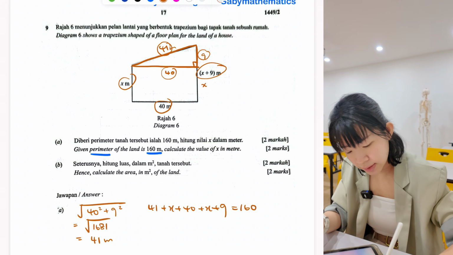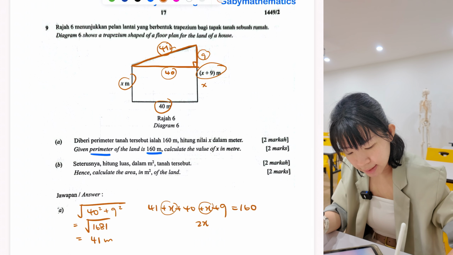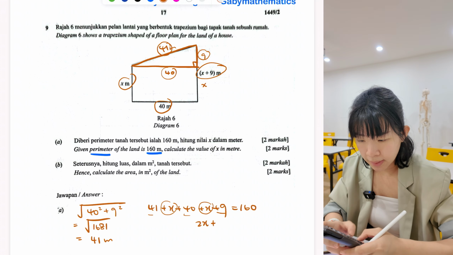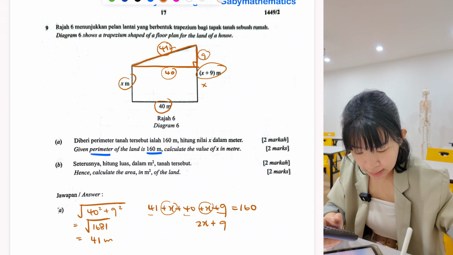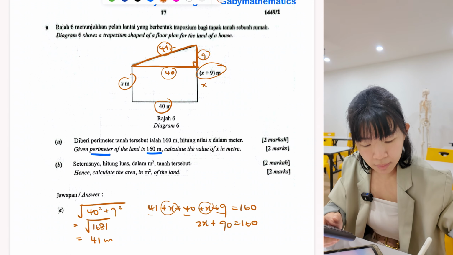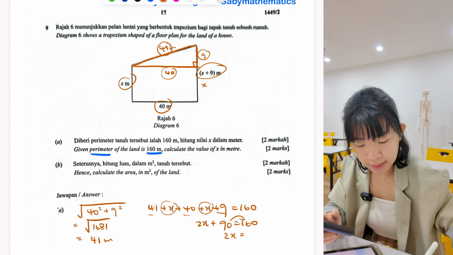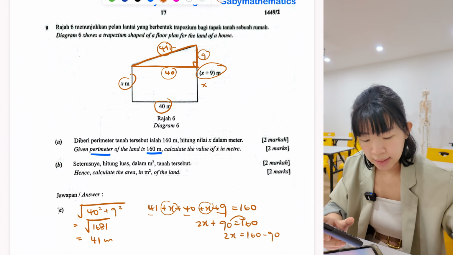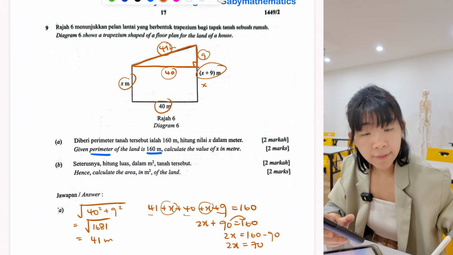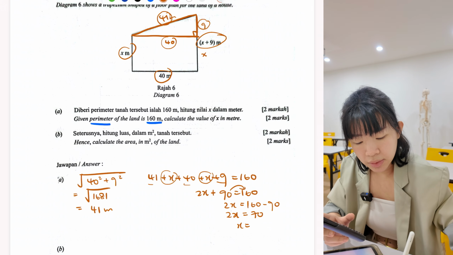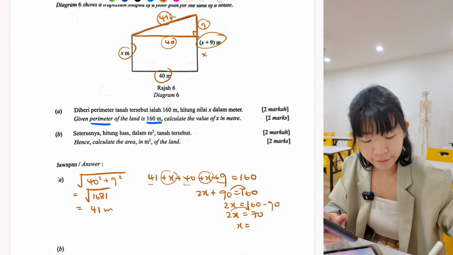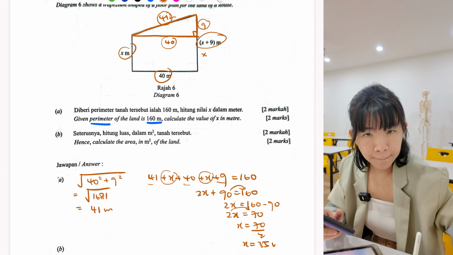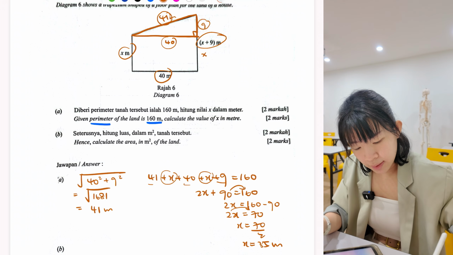To find x, x plus x is 2x, plus all these numbers, 41 plus 40 plus 9, which is 90, equals 160. Bring this 90 over: 160 minus 90. So 2x equals 70. So x equals 70 divided by 2. So x equals 35 meter. Okay, so we have done finding x.